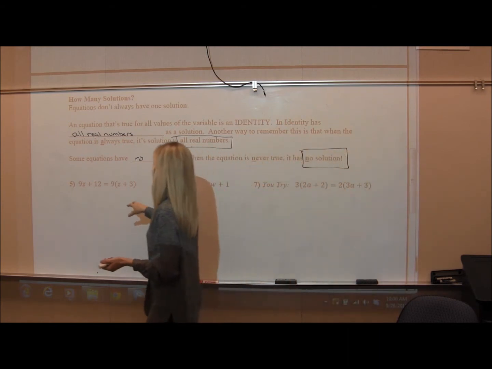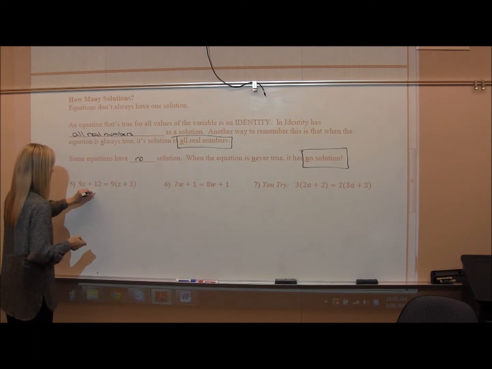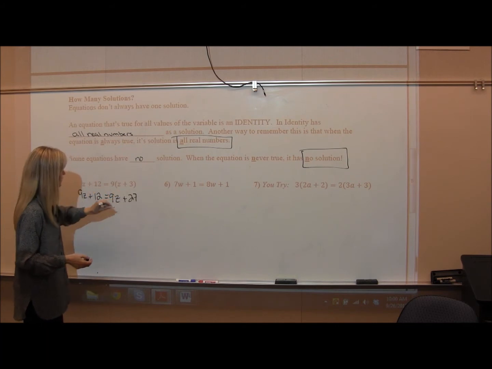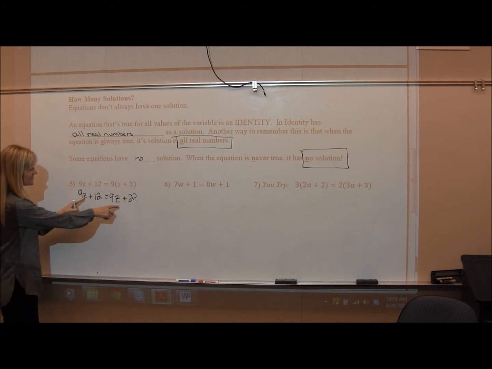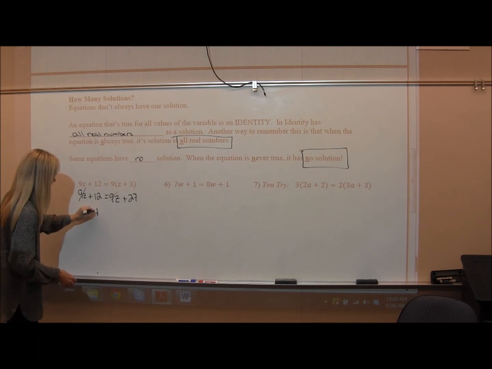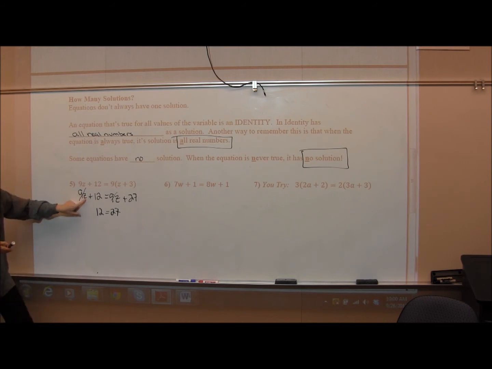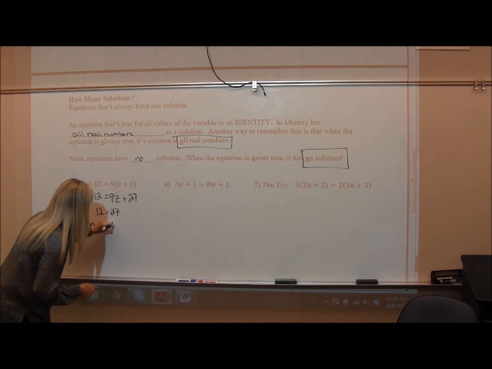So let's try a couple of these. First, we're going to do the distributive property. So we get 9z plus 12 equals 9z plus 27. Well, I can subtract 9z from both sides. You can already see that this is never going to be true, right? But I can subtract my 9z from both sides and get 12 equals 27. Well, that's never true. It does not matter what z I put in there. I can't make that statement true. So it's no solution. So your solution is no solution.